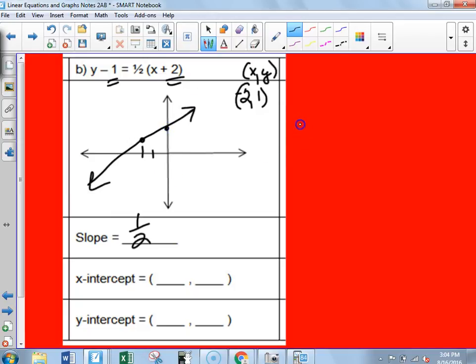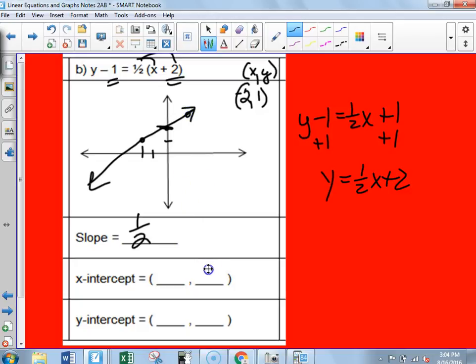Would you have rearranged it? 1/2 times x and 1/2 times 2. Add 1 over here. 1/2 x plus 2. Does that seem okay with my graph? Did it cross at 2 up here? And I was going up 1 over 2.